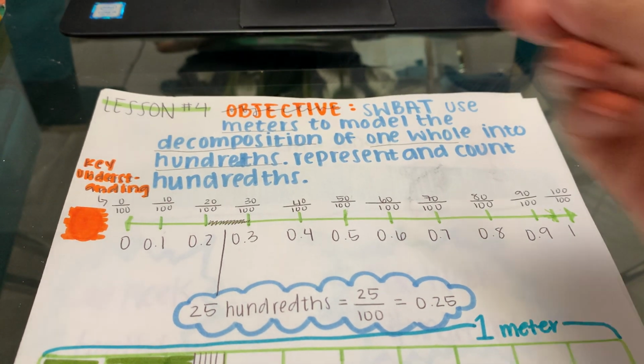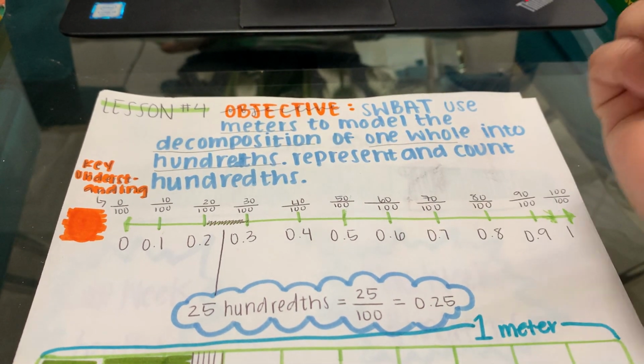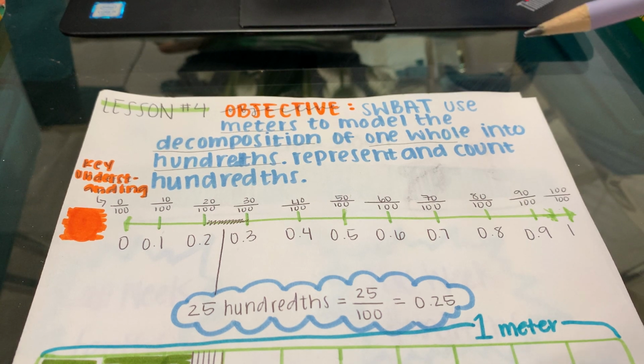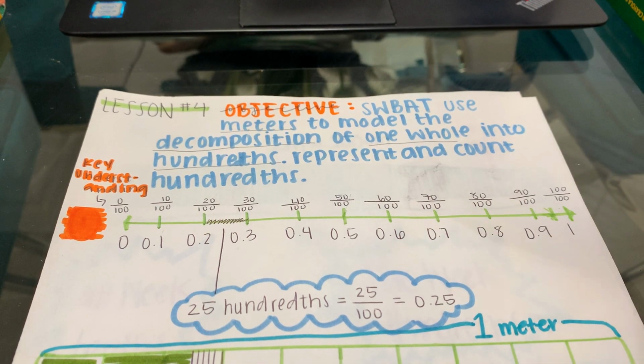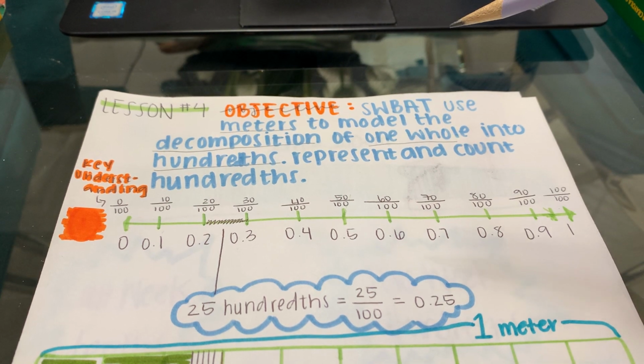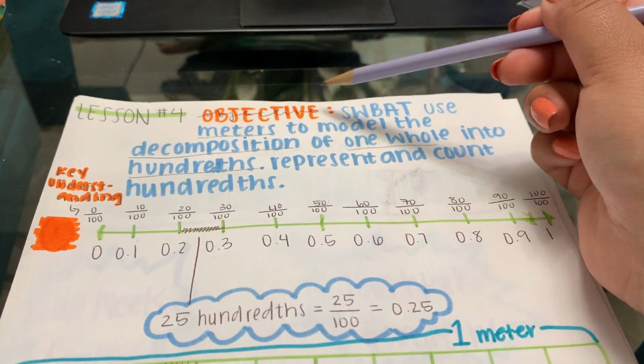Friends, today we're going to go over lesson 4 for decimals, and as I mentioned last week, today we are going to start getting into hundredths. So last week we worked with tenths, and now we're going to be working with hundredths. And let's read through the objective first.